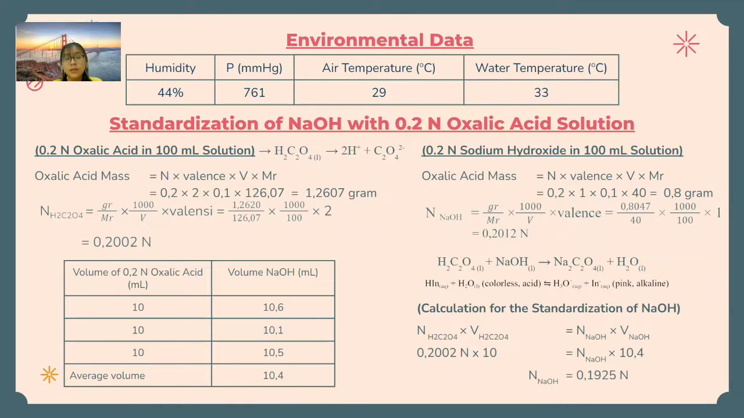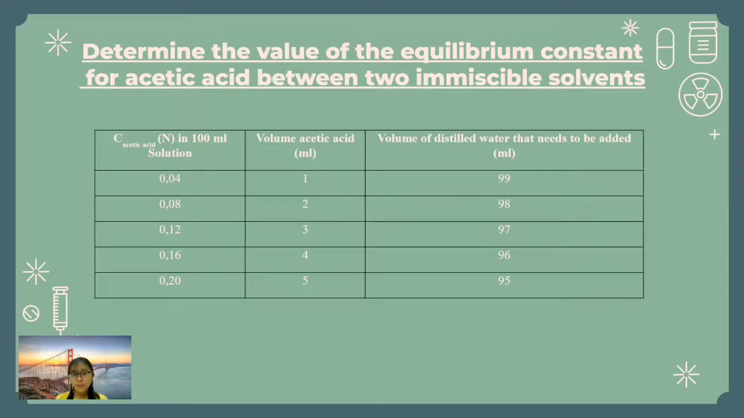From the results of the titration, data on the volume of NaOH used in 3 repetitions was obtained with an average volume of 10.4 milliliters, and through the formula on the screen, the concentration of NaOH is 0.19255 normality. Next are the steps to determine the value of the acetic acid equilibrium constant between ethyl ether and water that is immiscible, and determine the degree of dissociation of acetic acid in water.